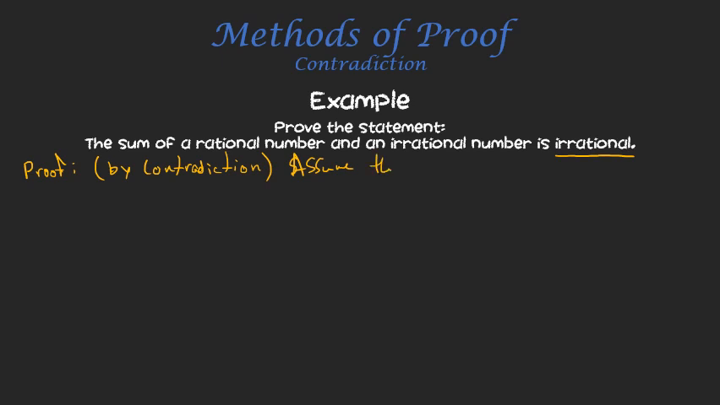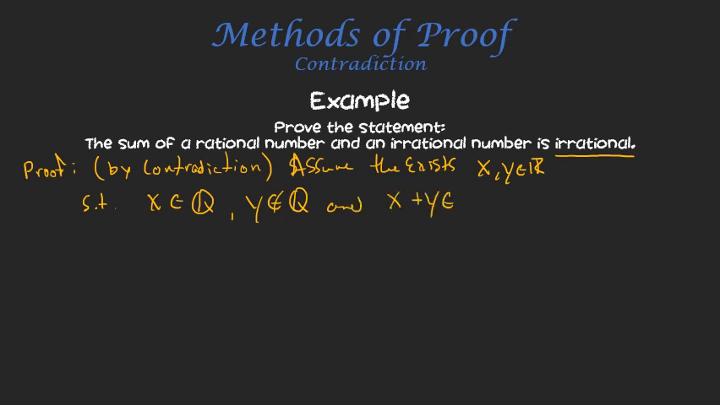Assume there exists x, y in the real numbers such that x is rational, y is irrational, and x plus y is rational. Remember, we're doing this by contradiction, so we're going to assume that this sum is rational. Just like we did with evens and odds, as soon as I have my initial assumption down, I'm going to start writing things in terms of what I know about an arbitrary element of the set.